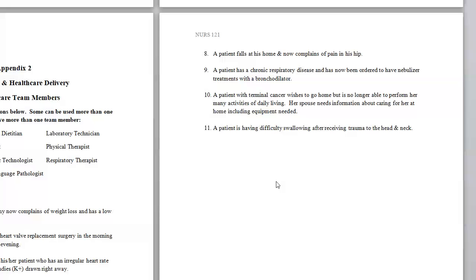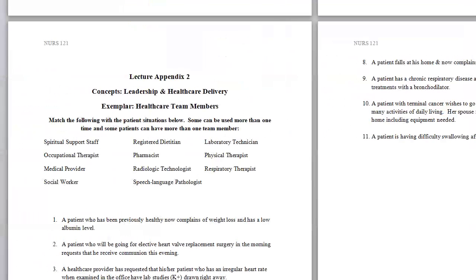Now these are very good examples of what you might see on your test. So you might want to go over these again, and if you're able to decipher what each one of those particular team members does with their particular area of expertise, then you will do very good with those questions on the test. Good job, everybody. Good job.